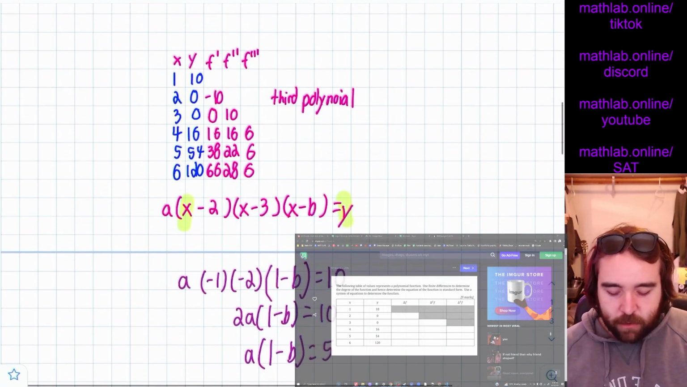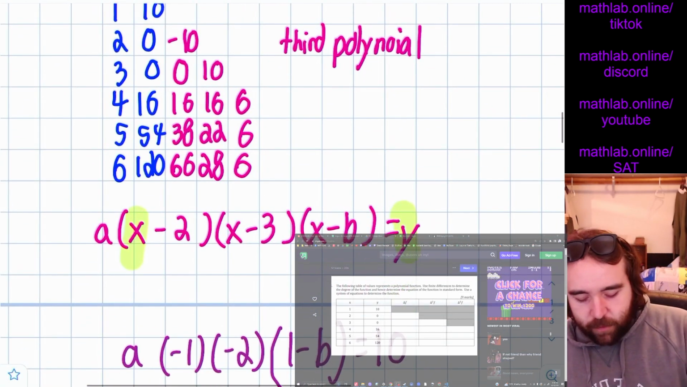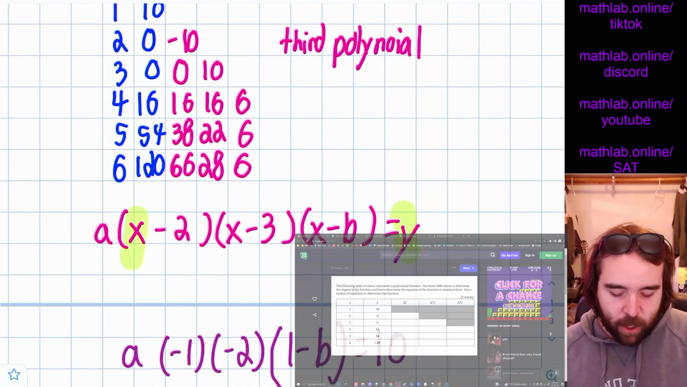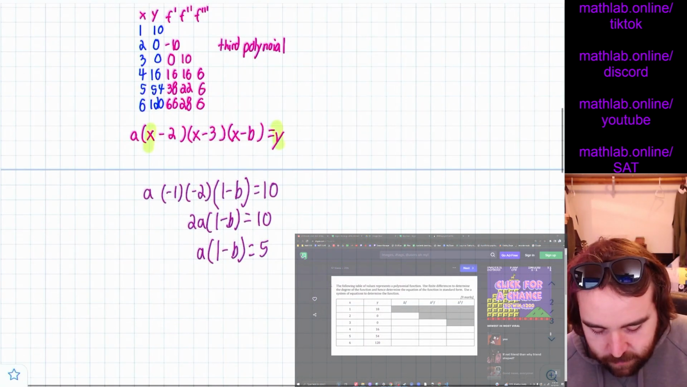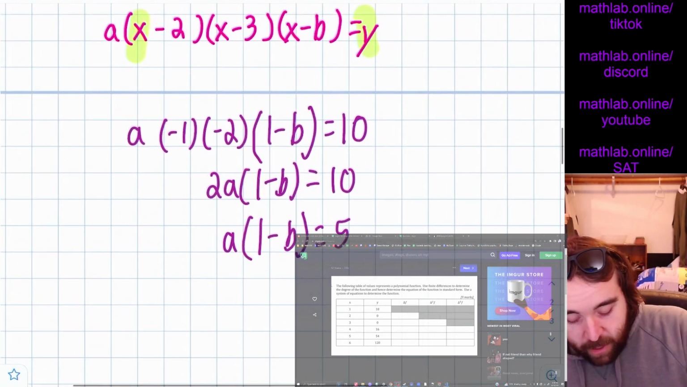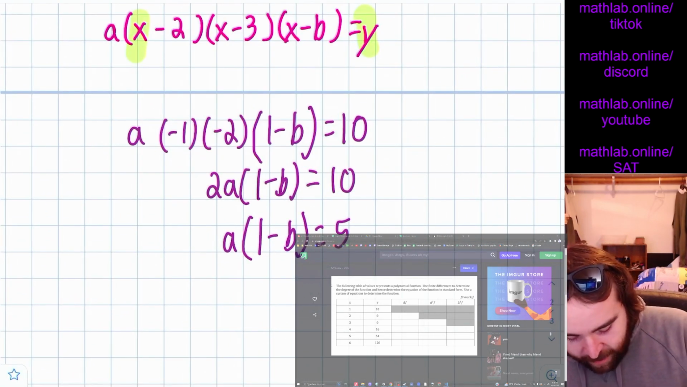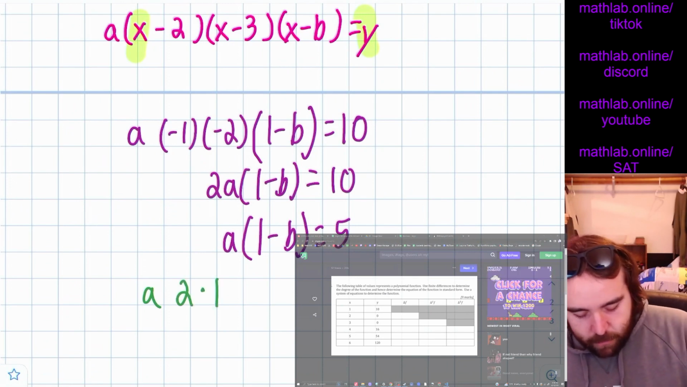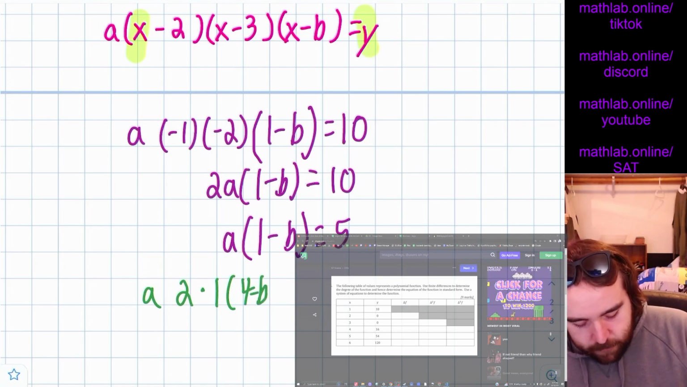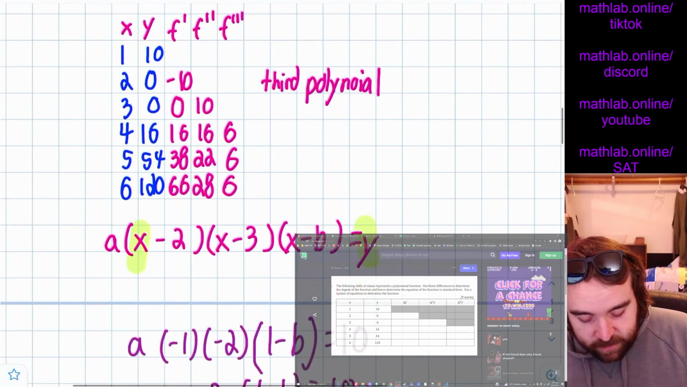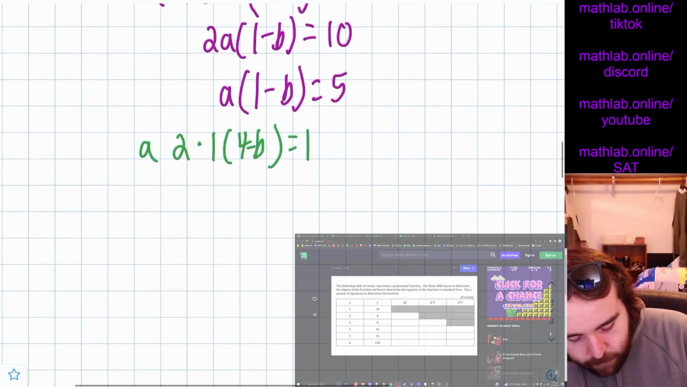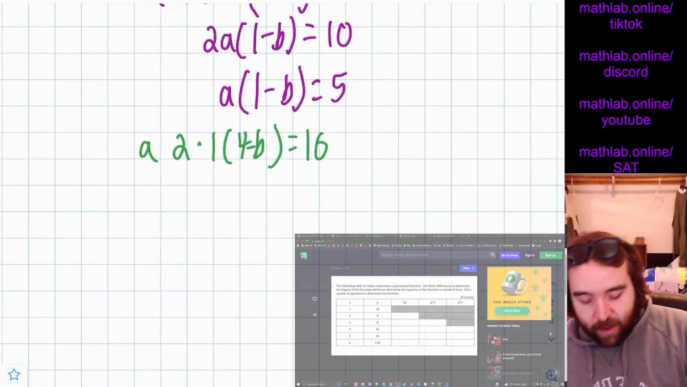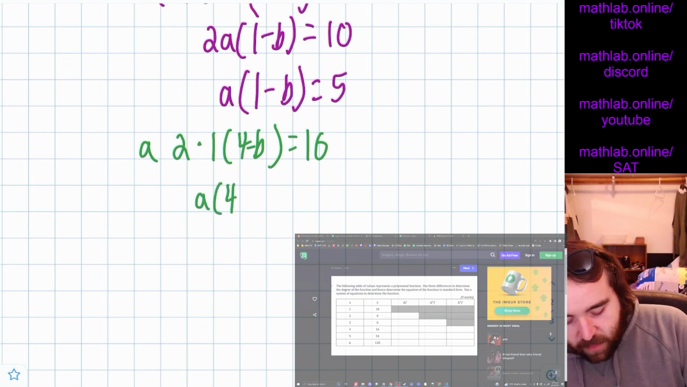And then we'll just choose another point. And we can't do the 2 and the 3, because look how if we plug in x equals 2 or 3, we'll just end up with one whole side being 0. So that's not even helpful. We need to go to x equals 4. So now let's plug in x equals 4. So we'll have a times 4 minus 2 times 4 minus 3 times 4 minus b equals, what was it, 16. Simplify that real quick, divide both sides by 2. A times 4 minus b equals 8.